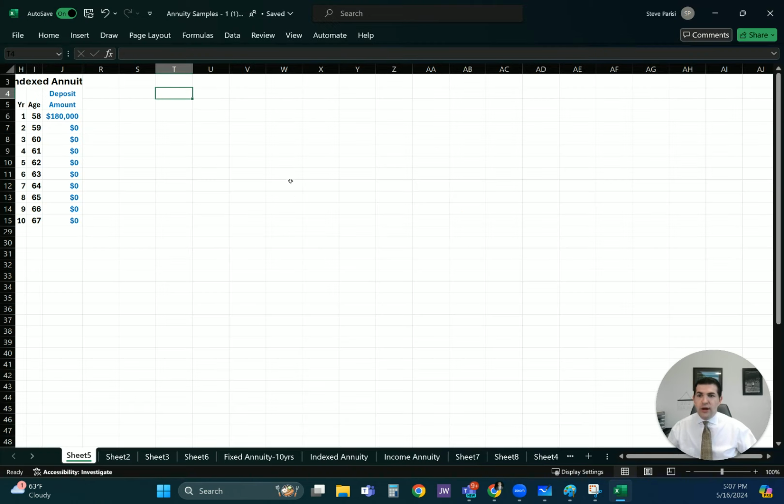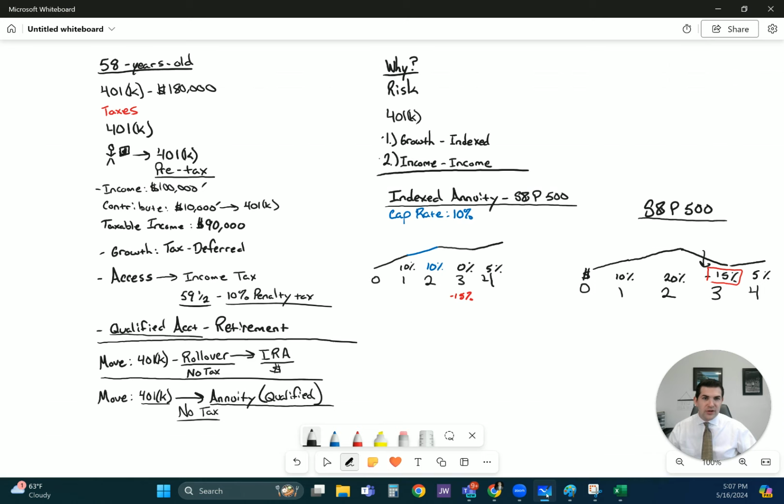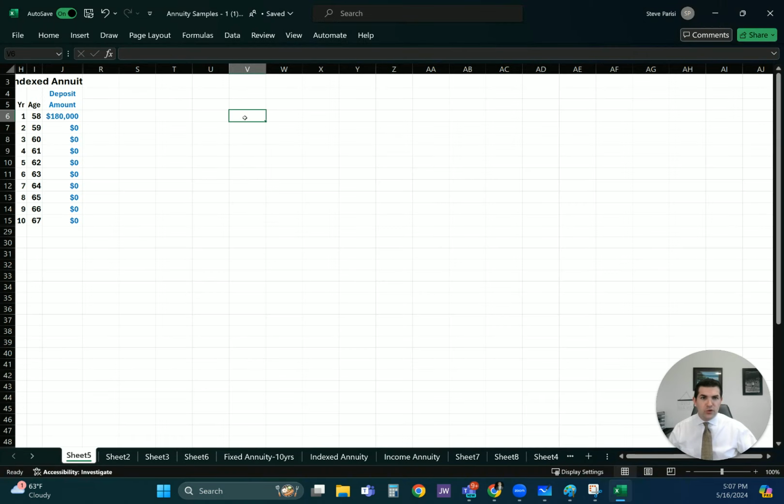Here we've got his $180,000 deposit. He's 58 years old. With the indexed annuity, this is a good option if he says, I'm not going to need access to the balance very much over the next 7 to 10 years. Why I say 7 to 10 years is because most indexed annuities are going to have a surrender charge or a surrender period of 7 to 10 years. I'll go through exactly how the surrender period works in 2 minutes.